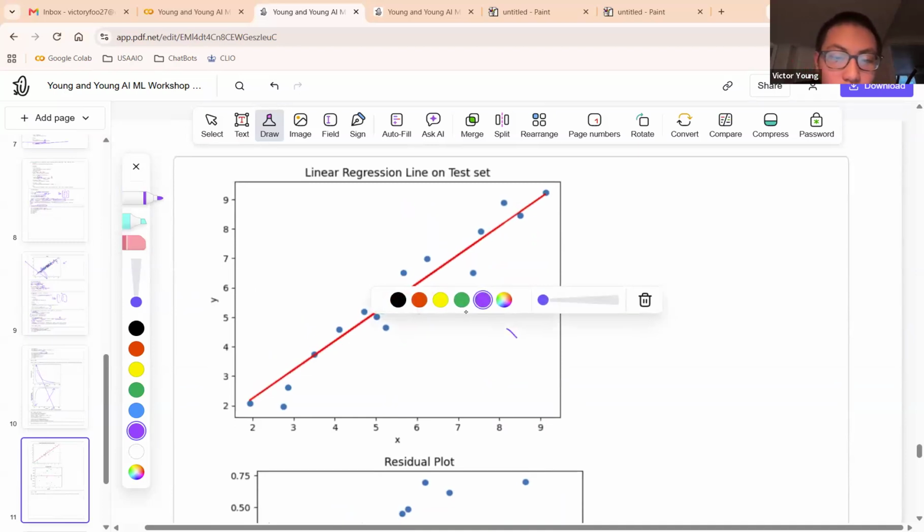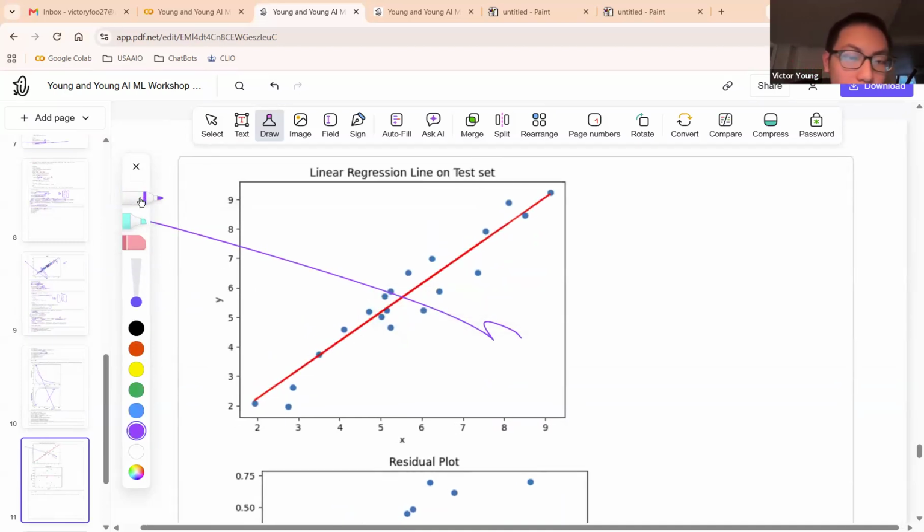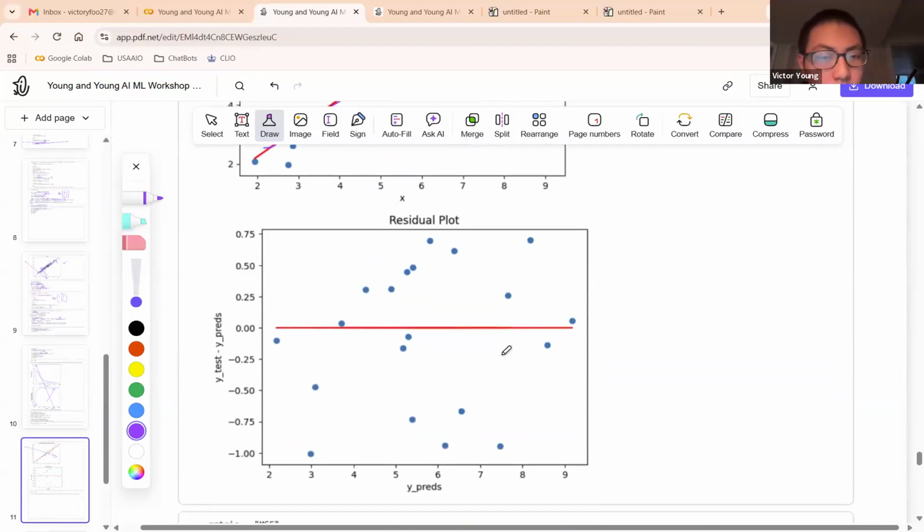So here is our test set. You can see that here are all of the test points, and here is our predicted line, the linear regression line. It's very accurate, right? Very good. And here's the residual plot. The residual plot, you can see it's all kind of random. And if you learn AP statistics, you also know that random residual is good.